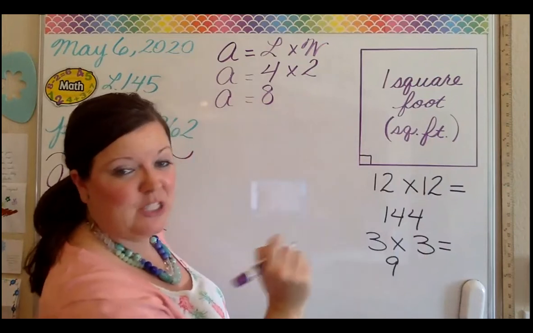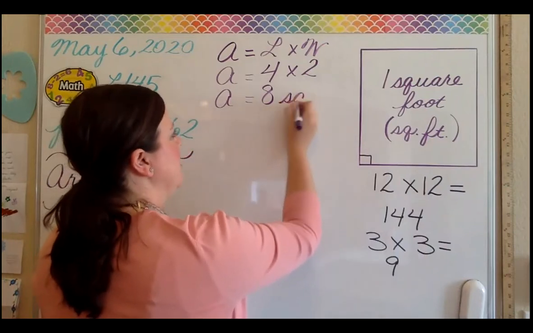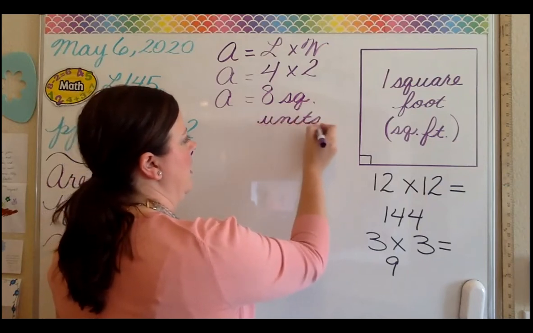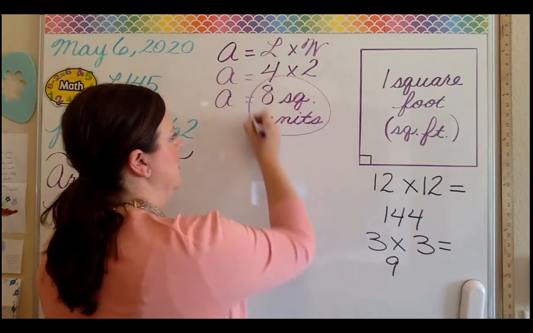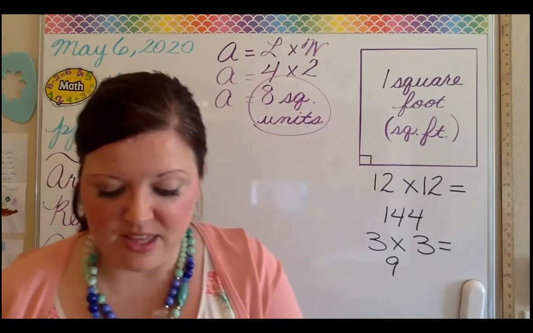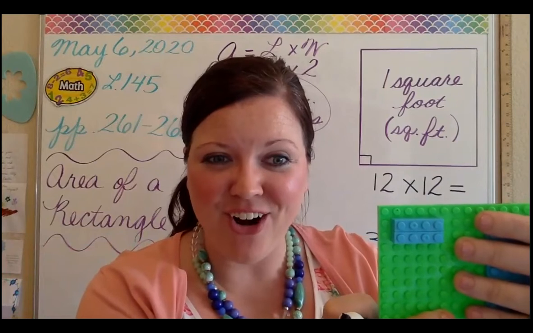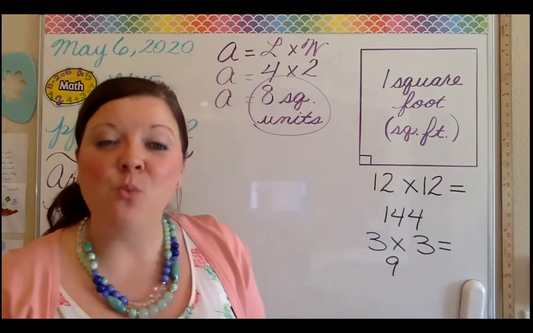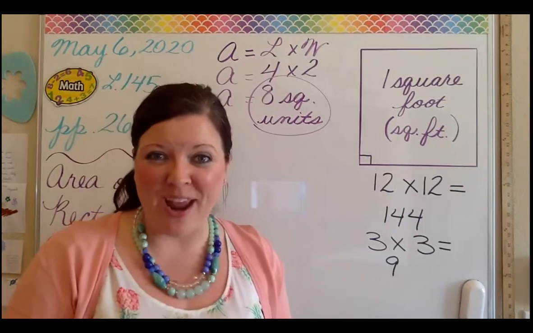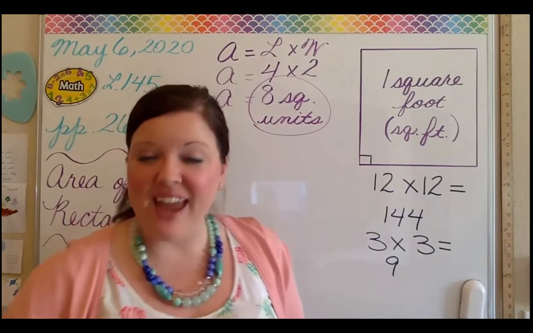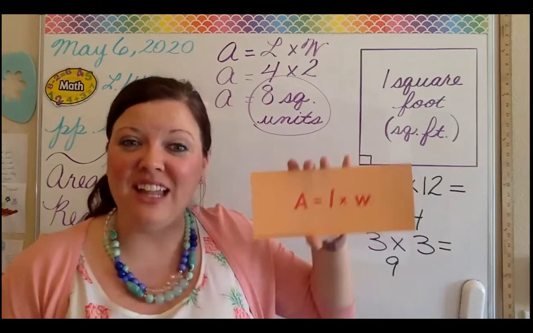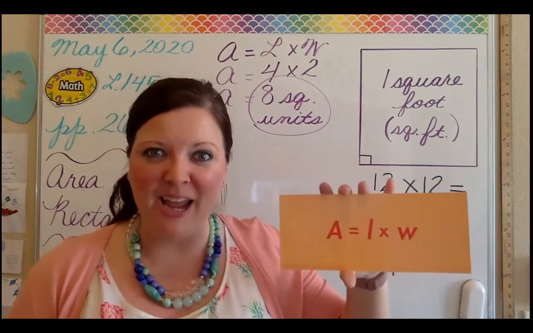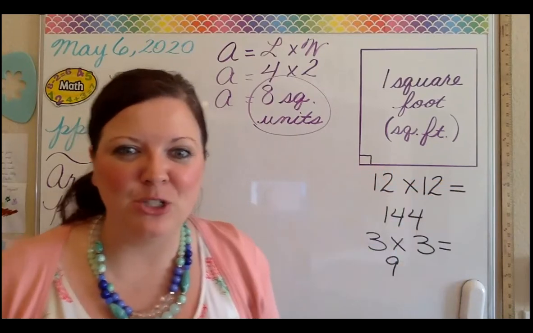Remember the abbreviation for square? SQ period. Units. So the area of this guy right there, the amount of space that it covered, was equal to 8 square units. We found that out by multiplying the length by the width. Area is equal to L times W. Let's go ahead and return to your book.